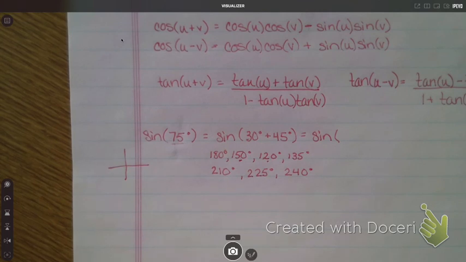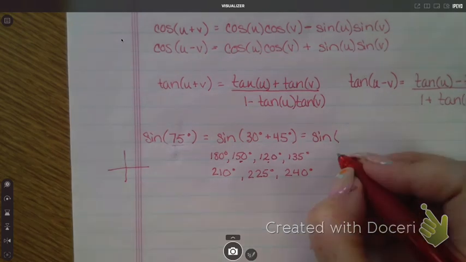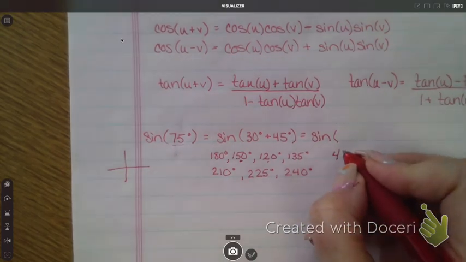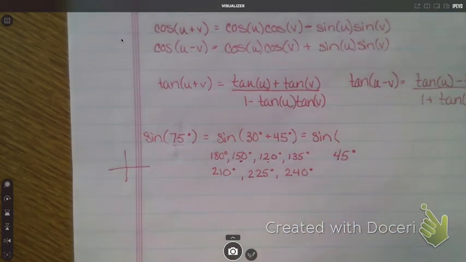Never mind. That would be it. So we obviously have to do something with 45 degrees, correct? Or 225 or 135. Why would that be? Because they have a 5. You've got to do something with that. So I need two angles that I know.